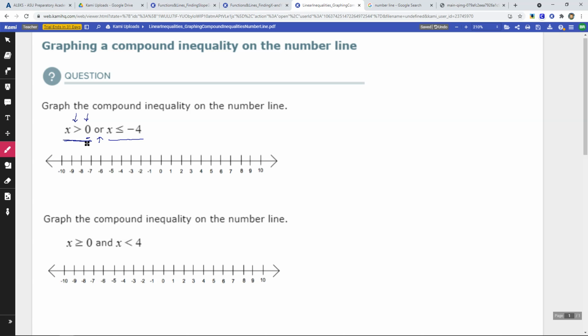Because there is no or equal to underneath, it's just greater than, we're going to use an open circle. So we use a hollow circle or an open circle at 0 to indicate that it's only greater than, not greater than or equal to. And then we determine which direction our arrow is going to go. So for x is greater than 0, it means that x is everything bigger than 0, which means that our arrow is going to point to the right.